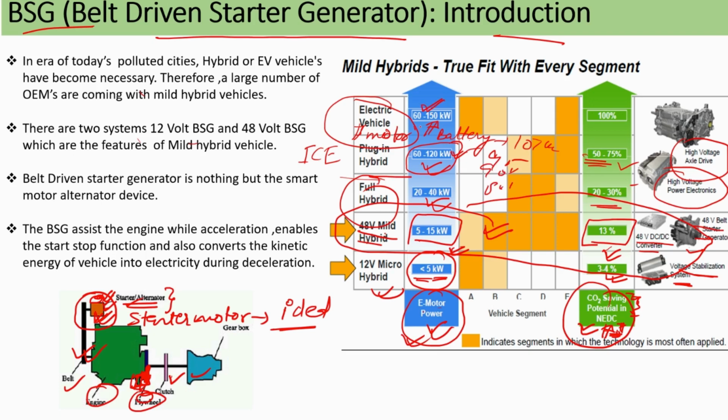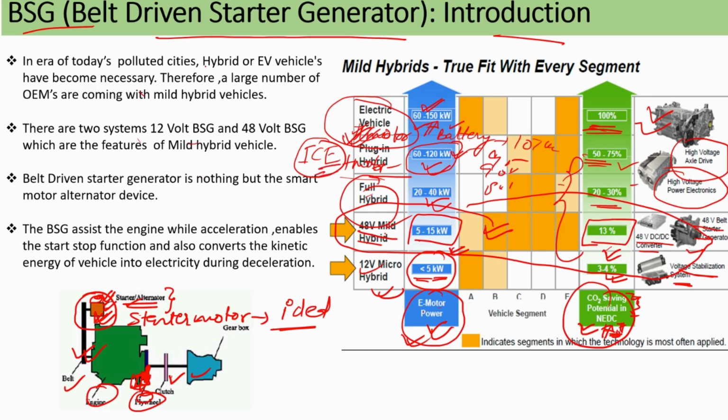So it provides the e-motor power, 60 to 150 kilowatt, and 100% CO2 saving. This is a debatable question, whether we are saving 100% CO2 or not. I will not go in that way. But as of now, if you are using only the motor, then you are saving 100%. If you are using IC engine plus motor, then we say full hybrid, plug-in hybrid, mild hybrid, and 12 volt micro hybrid. And your CO2 saving is not 100% because you are using the IC engine.